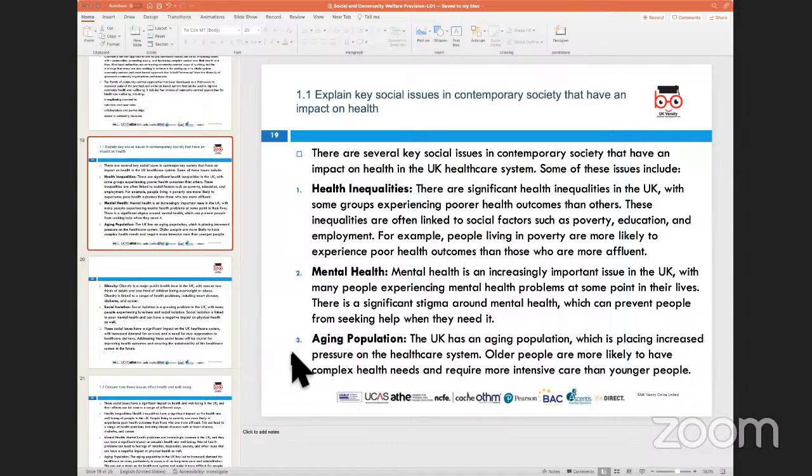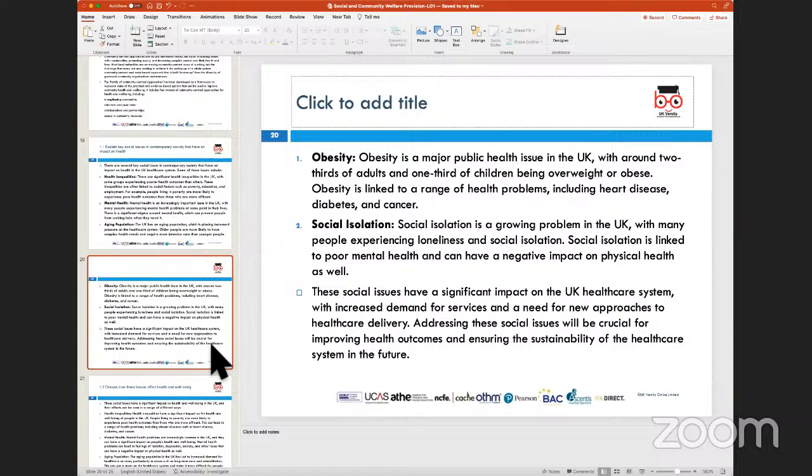Then we look at other points like mental health, we look at the aging population, we look at obesity, and we look at social isolation. So, for example, sometimes if you look at an elderly couple and one of them has passed away, the other person becomes lonely.